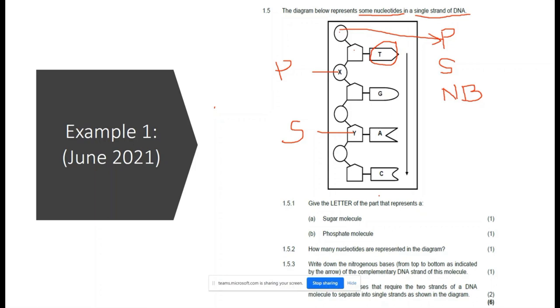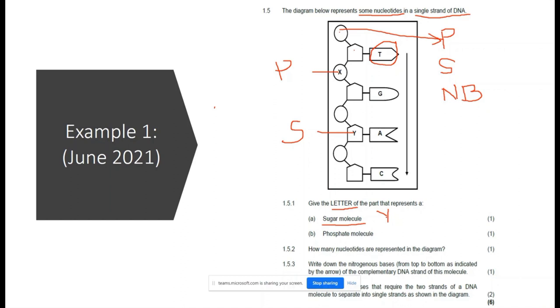Now I go to my questions. They want the letter of the part that represents a sugar. Because I filled it in. Which letter represents a sugar? I'm waiting for the answer. X or Y or T, G, A, or C. Come now, grade 12s. Athlone School says the sugar is represented by the pentagon. And Marion says the sugar is Y. I hope everybody else got the Y there. I see the answers are coming in.